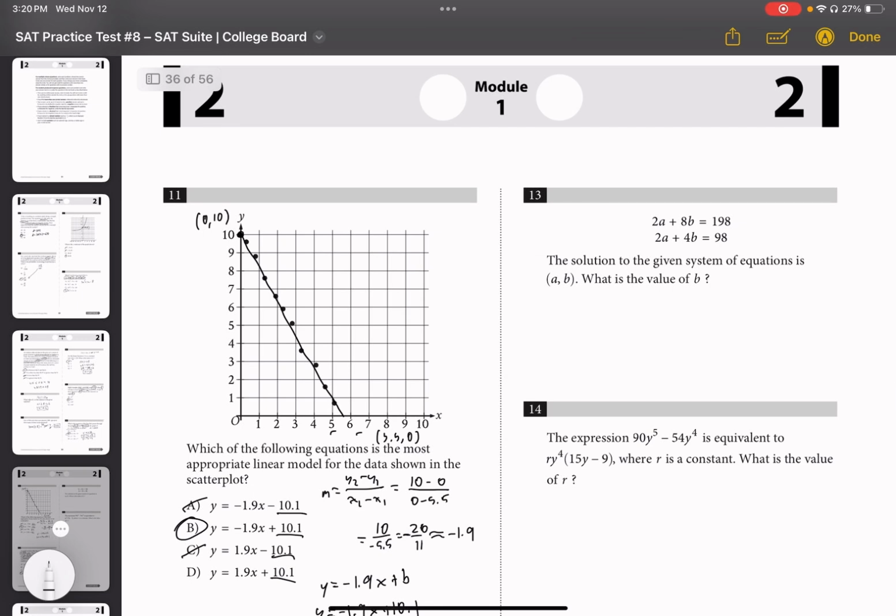Question 13, the solution for the given system of equations is (a, b). What is the value of b? Okay, asking for the value of b, easiest way to do that is subtract the first equation from the second, and this is going to get rid of this. It's going to give you 4b is equal to 100, therefore b is equal to 25. So this is your answer. Super easy question if you approach it in the right way.